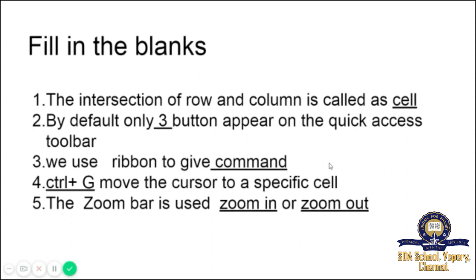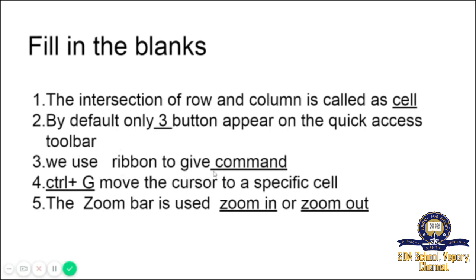First exercise, fill in the blanks. The intersection of row and column is called a cell. What is a cell? The intersection of row and column. By default only 3 buttons appear on the quick access toolbar. If you want, you can add more also, but by default it will be these only: redo, undo, and one more.